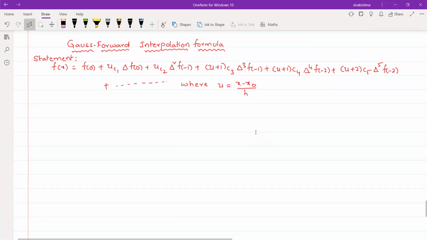Today, I am going to prove the theorem Gauss forward interpolation formula. And the statement is f of x is equal to f of 0 plus uC1 into delta f of 0 plus uC2 into delta square f of minus 1 plus (u+1)C3 into delta cube f of minus 1 plus (u+1)C4 into delta power 4 f of minus 2 plus (u+2)C5 into delta power 5 f of minus 2 and so on. Where u is equal to (x minus x naught) by h. Okay, so this is the Gauss forward interpolation formula.